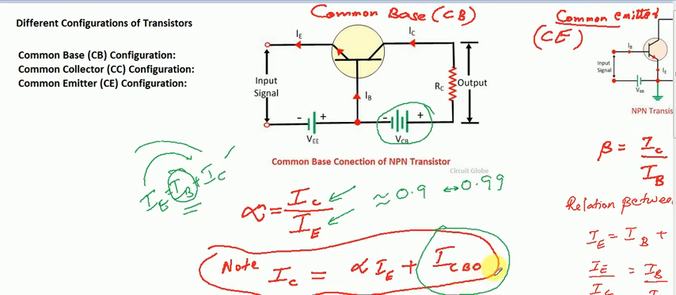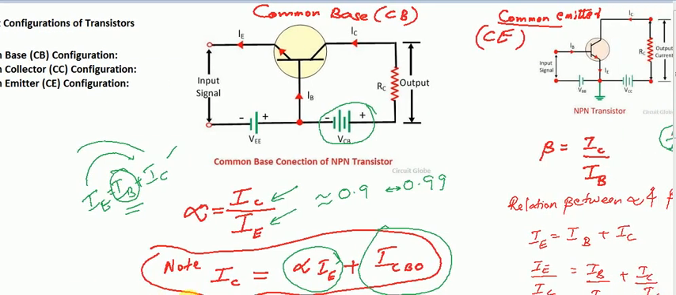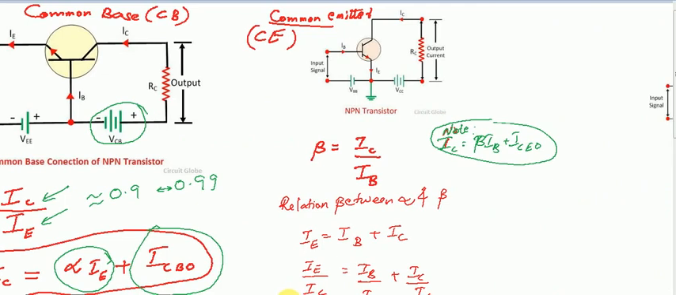ICBO is the collector base current when emitter is open. So in real practice, we can say collector current IC is actually equal to the collector current originating from emitter, along with the current due to minority carriers present in the collector. So just keep in mind that note also.